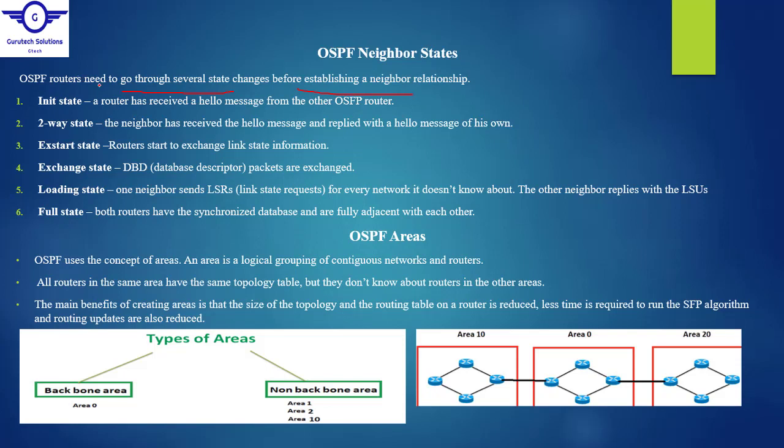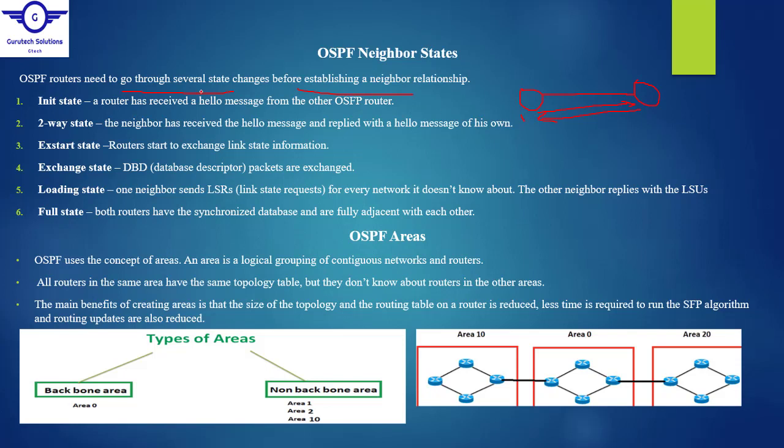So the first state is called init state. In init state, let me just draw the diagram here. Let's say this one is a router and this one is also a router, and they are connected. Under init stage, a router will send a hello packet to this router, and this router here will also send a hello packet, in order for them to be neighbors.